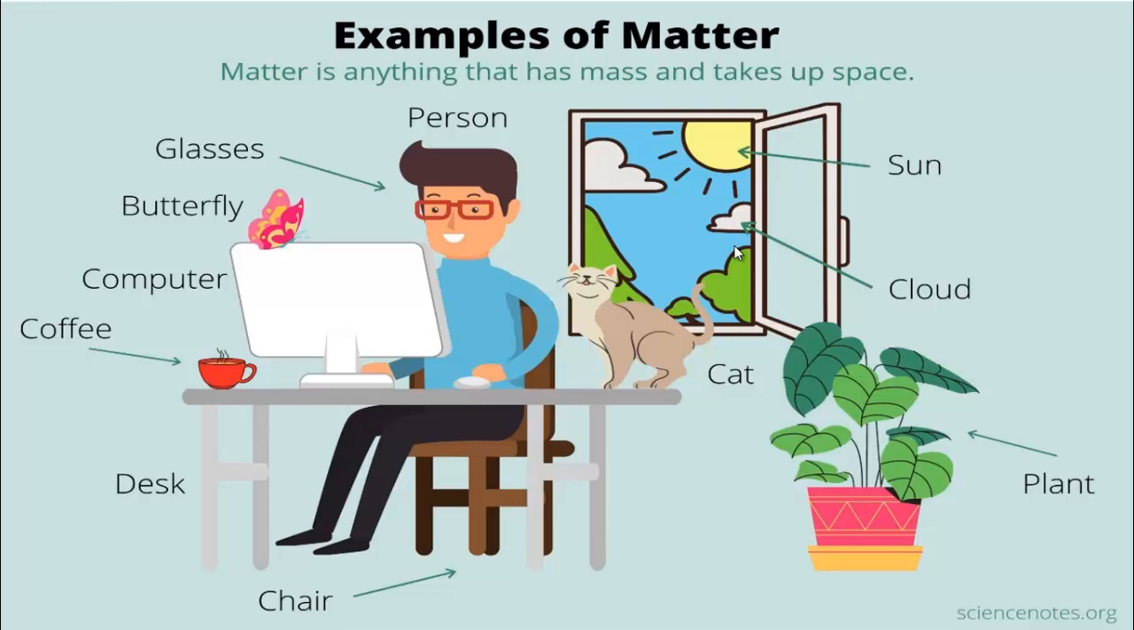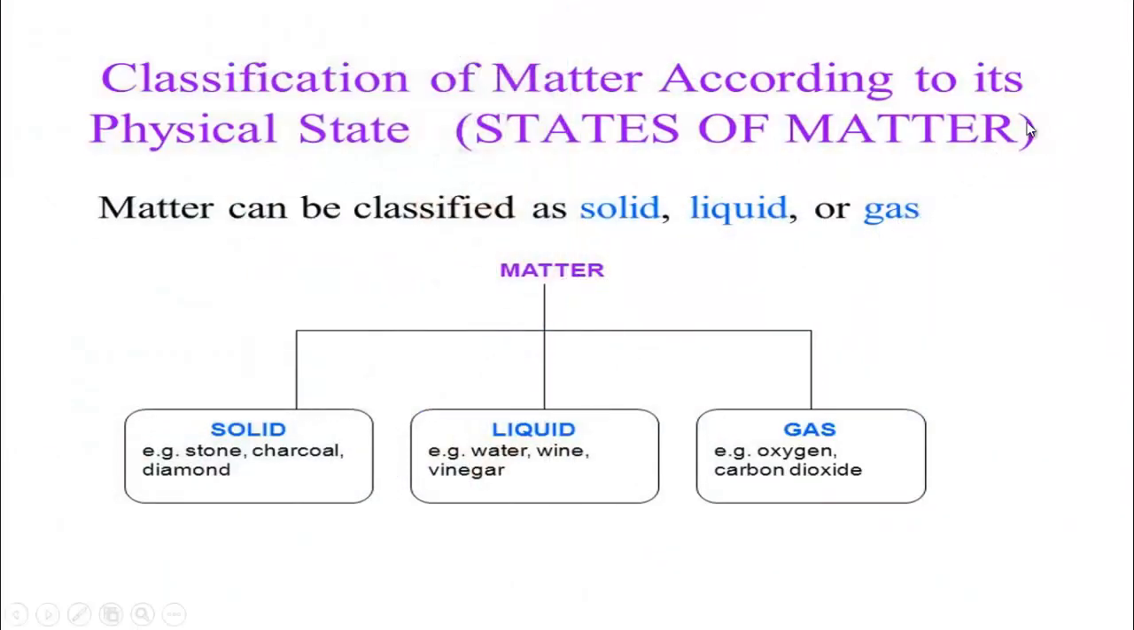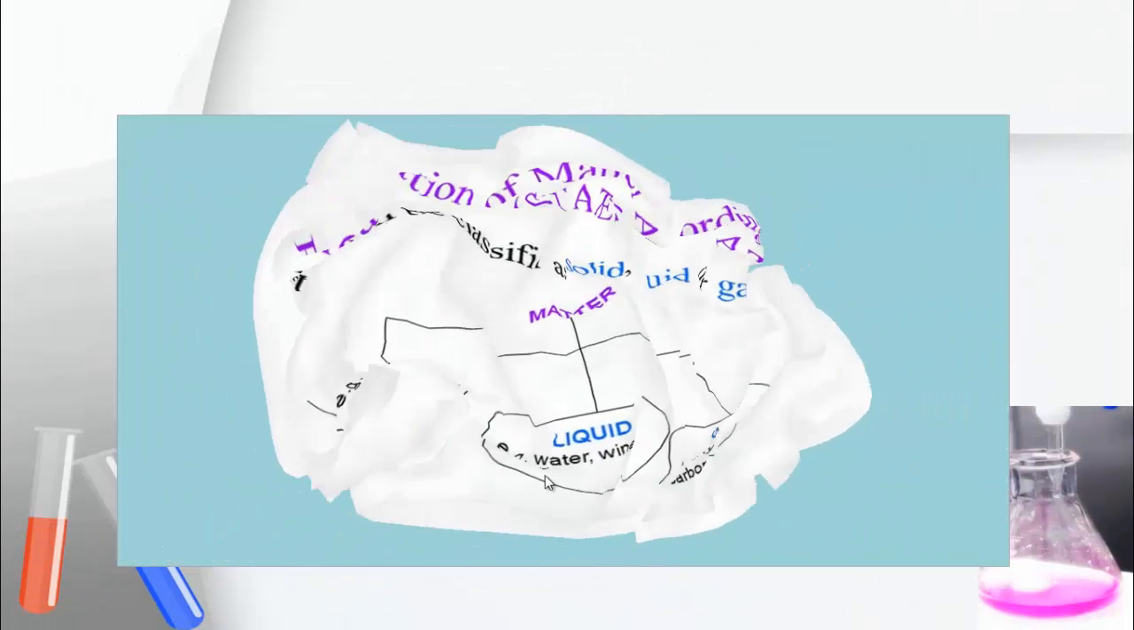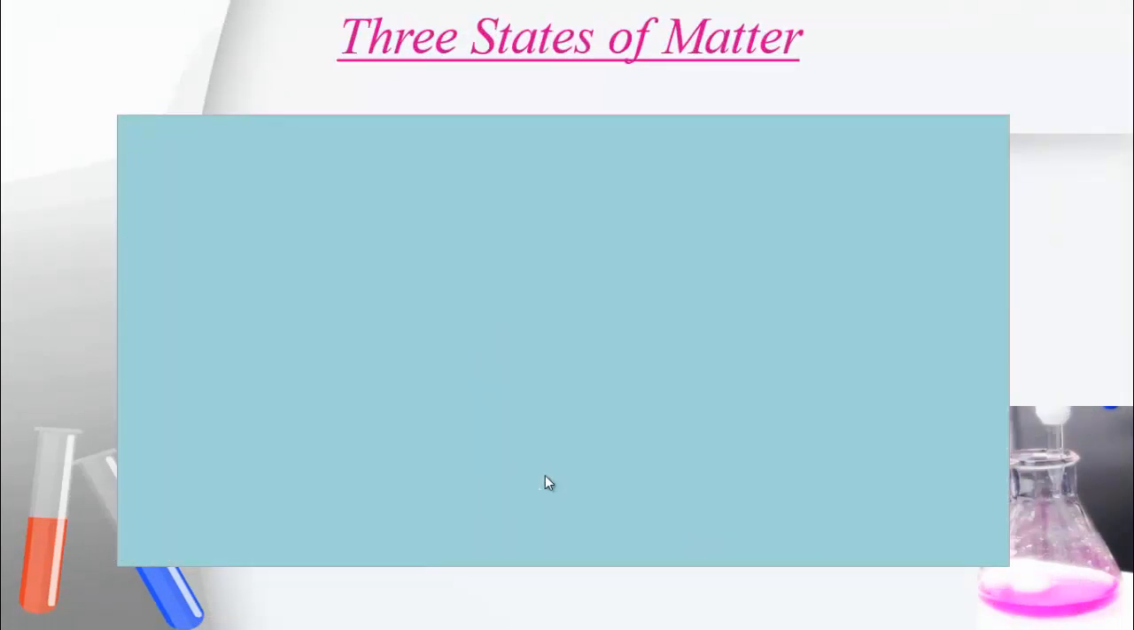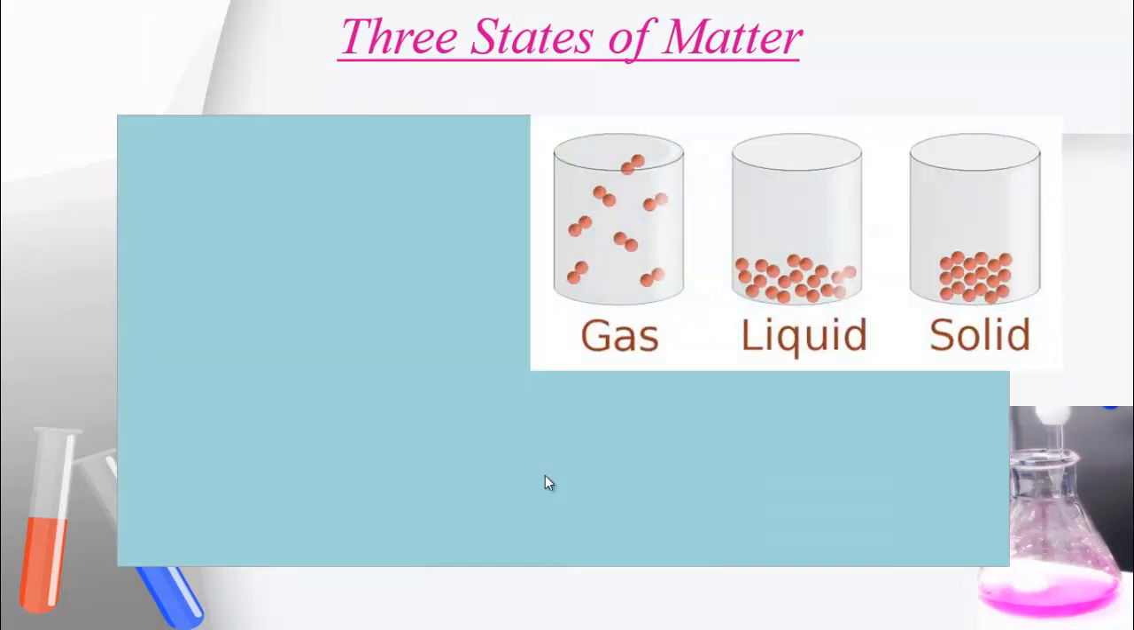Now we will know about types of matter. According to physical state, matters are of three types: solid, liquid and gas. There are huge examples of solid substances, also liquid substances: water, wine, vinegar, milk, oil, etc. Gaseous substances: oxygen, carbon dioxide, nitrogen, hydrogen, water vapor, etc. Now we will know about the definition of these three types of matter: solid, liquid and gas.